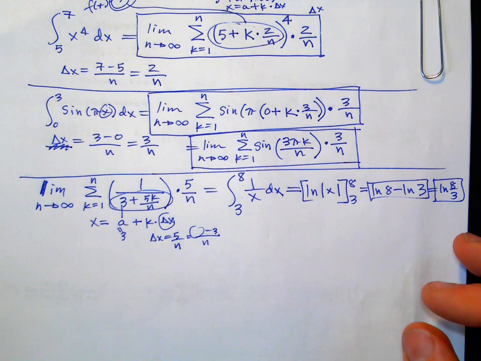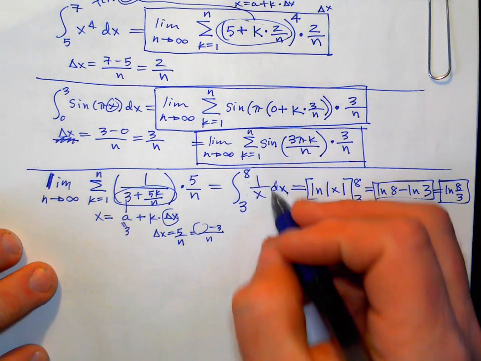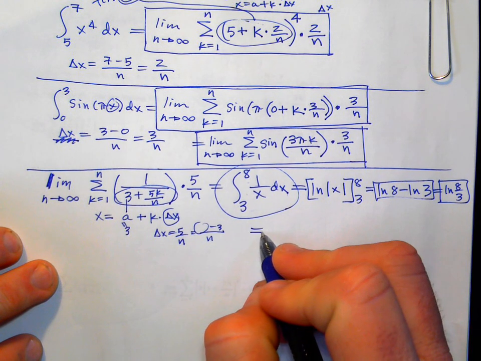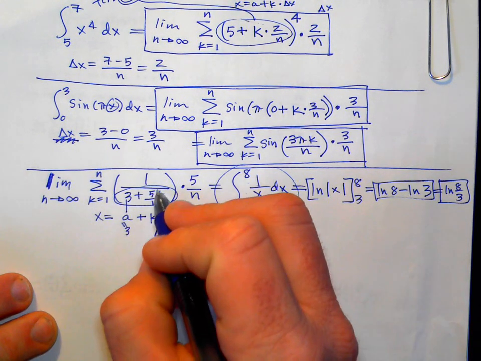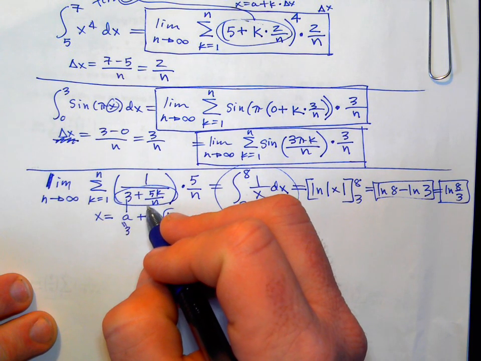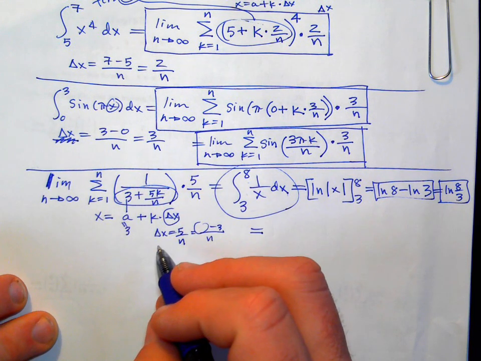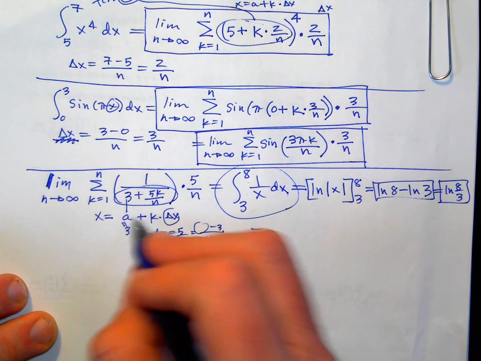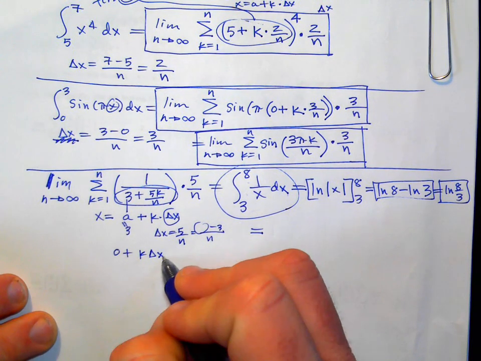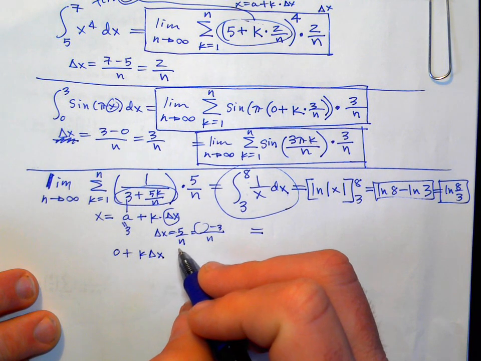Okay, now here's the deal. There could be other interpretations of this. The answer should come out the same no matter what. One way is to say that the 3 is part of the x, okay? So we could say that instead of 3 plus k delta x, it could be 0 plus k delta x.